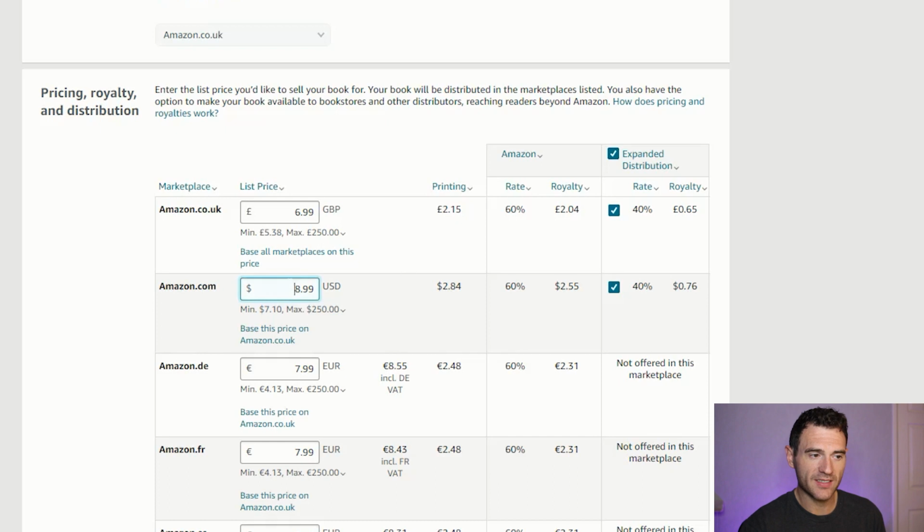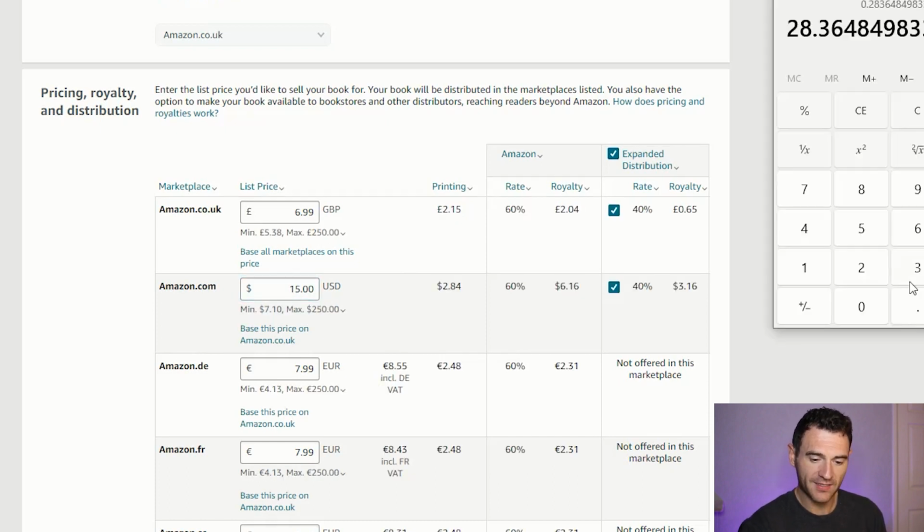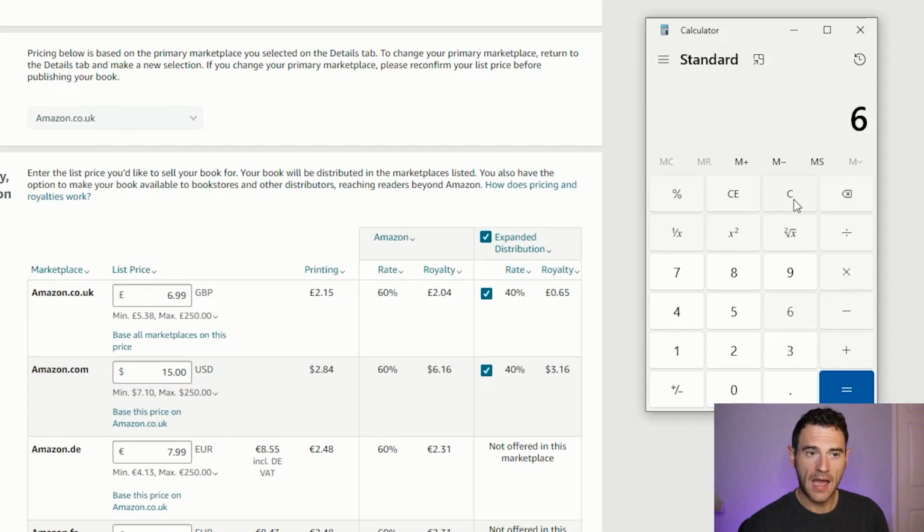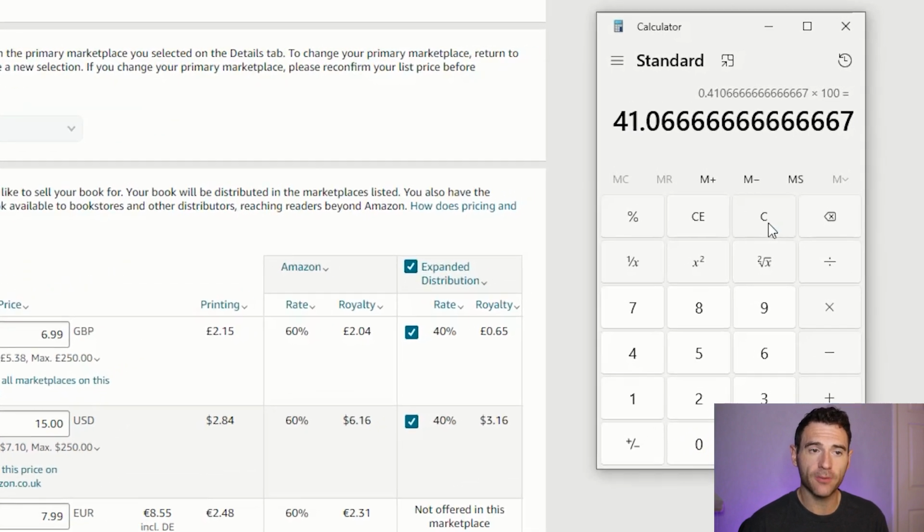Let's say I increased it to $15. Now we get a 6.16 royalty. And if we manage to sell our book at a $15 price point, our break-even ACOS would be a massive 41%. So why don't we all just price our books at $15?